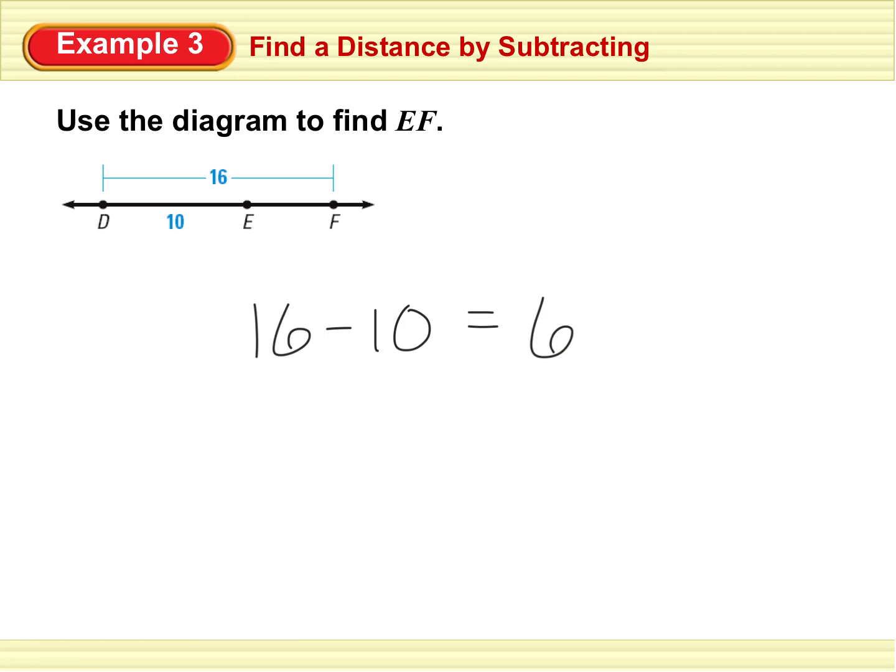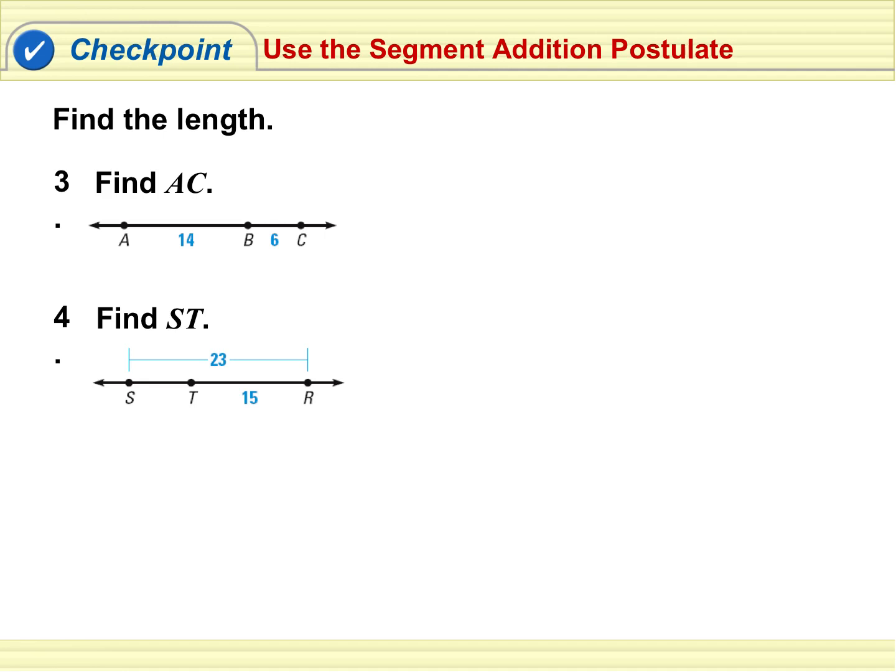Okay. This one I want you to try on your own real quick. Find AC and find ST. Go. Number 3, we want to find AC. It says AB is 14 and BC is 6. So how do we find the whole thing? Add them together. 14 plus 6. What do you get? 20.